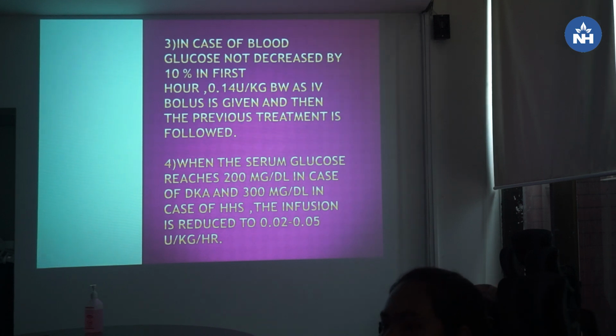Is this what we are using in our ICU? What are we using in the ICU? No, sir, we... Now, how are you treating these patients? So we follow protocols here.